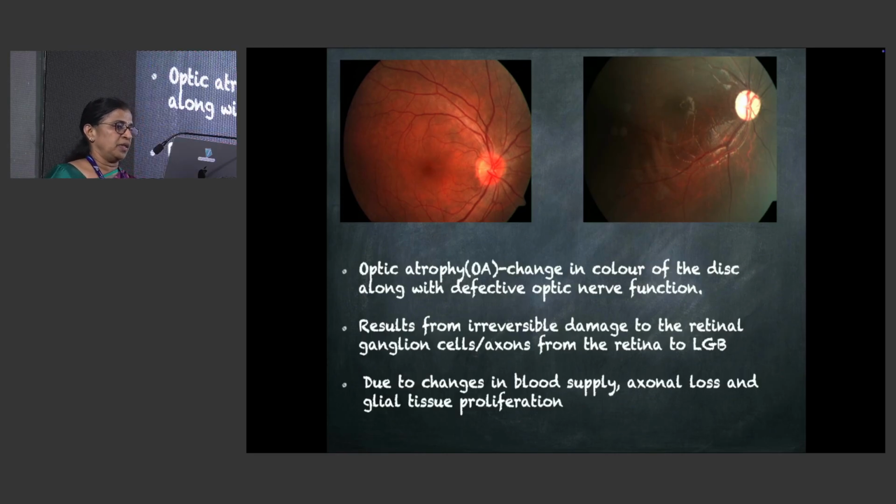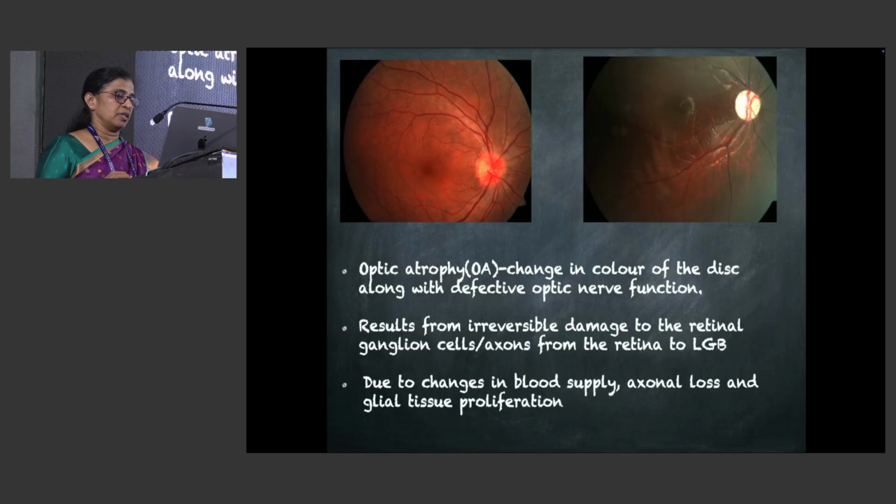Optic atrophy is a change in color of the optic disc along with defective optic nerve function. It results from irreversible damage to retinal ganglion cell axons from the retina to the lateral geniculate body. The color change is due to changes in the blood supply, axonal loss and glial tissue proliferation. Here you can see on the right-hand side the normal optic disc, which appears bright pink in color, and on the left side a pale disc with less vascularity on the optic disc surface.